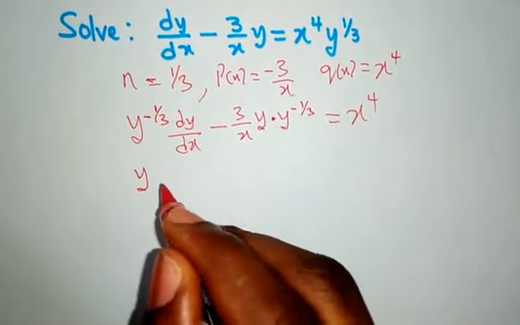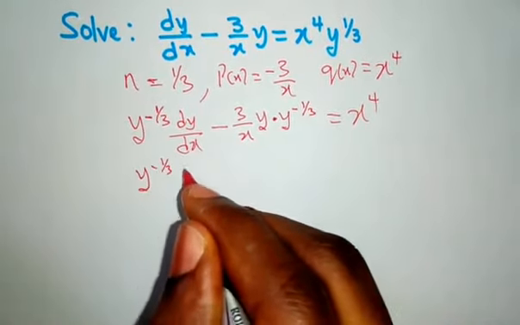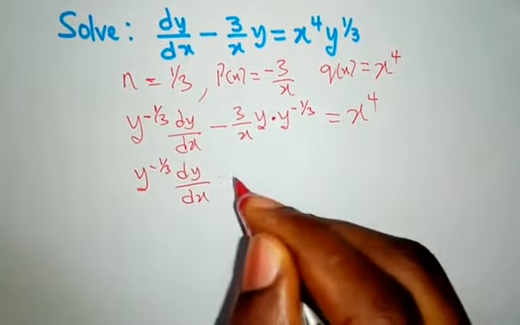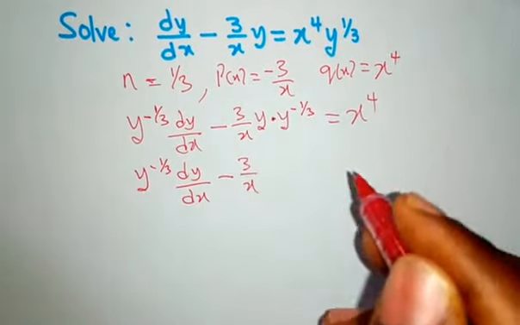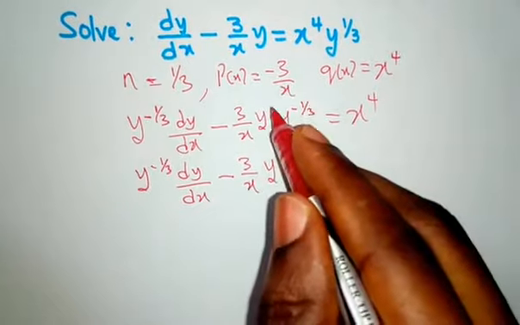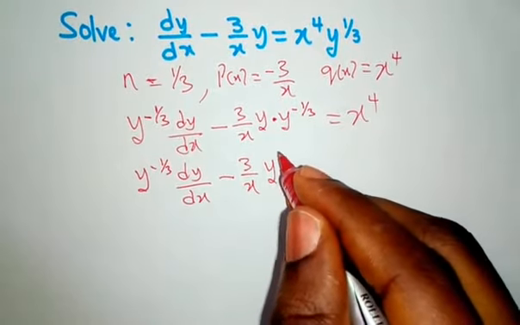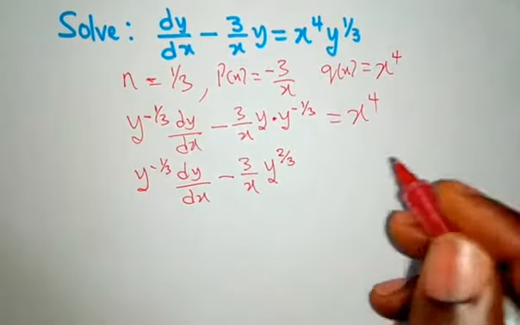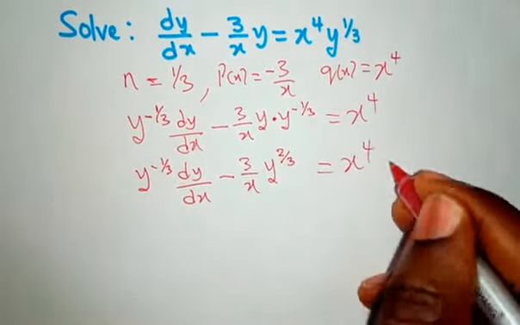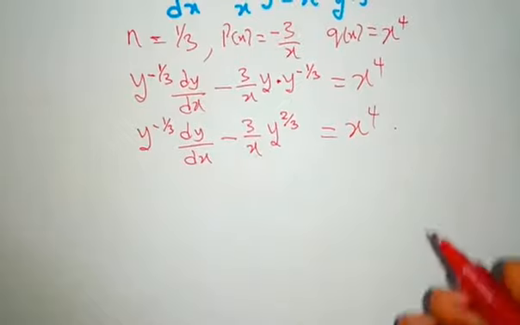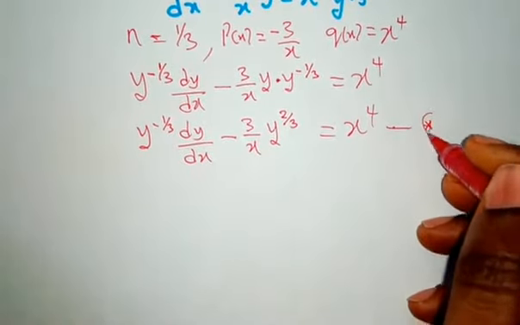And this gives y to the power of minus 1 over 3 dy dx minus 3 over x y to the power of, this is 1 minus 1 over 3, that should give us 2 over 3, equals x to the power of 4. Let's call this equation star.